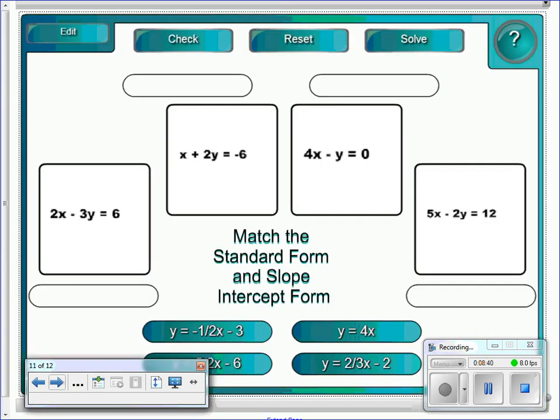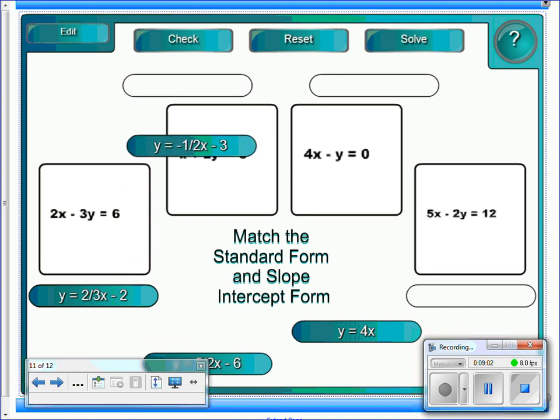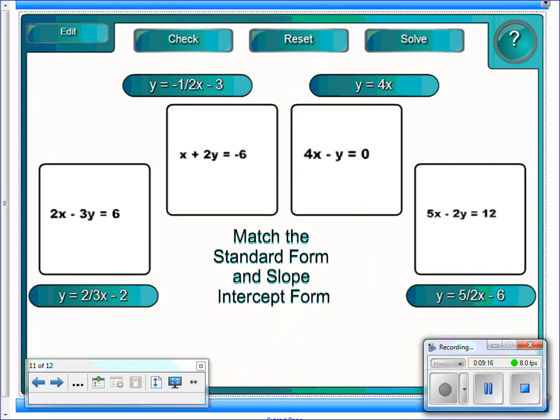A quick matchup here, to change from standard to slope-intercept. So 2x minus 3y equals 6. To change that to slope-intercept form would be y equals 2/3 x minus 2. The next one, x plus 2y equals 6. In slope-intercept form, it would be y equals negative 1/2 x plus 3. 4x minus y equals 0, that would be y equals 4x. And then our last one, 5x minus 2y equals 12, would be y equals 5/2 x minus 6.